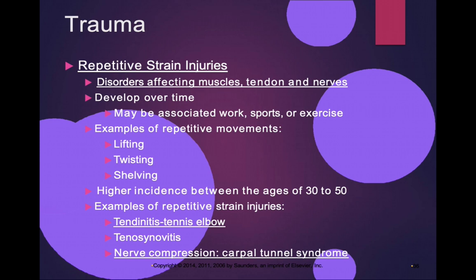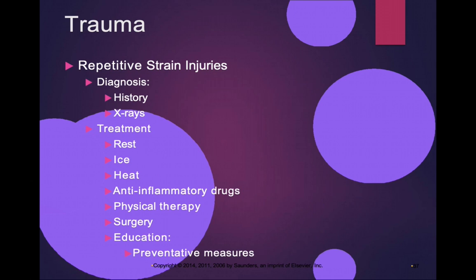And if the space in the tunnel gets smaller, then whatever's in it is going to get compressed, and that's the median nerve. And when that happens, you get numbness and tingling or radiating pain to the first, second, third, and half of the ring finger. That's carpal tunnel syndrome. And typically, it's nocturnal pain. It can get worse at night.